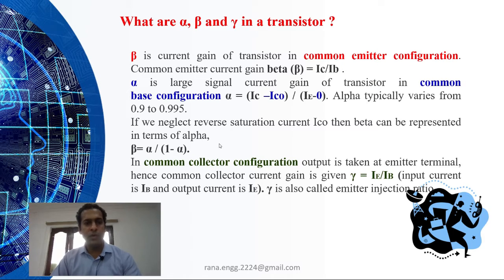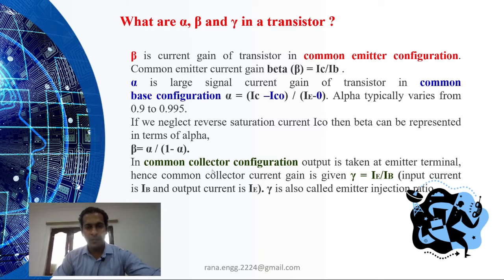Before that, let us have a recap about alpha, beta and gamma, which we have discussed in the previous sessions. Now we will look at them in one sequence at one place. The first term is beta. It is the current gain. We normally use it in the common emitter configuration. You have to remember alpha, beta and gamma with their configurations. Beta is related with common emitter configuration, alpha is related with common base configuration, and gamma is related with common collector configuration.